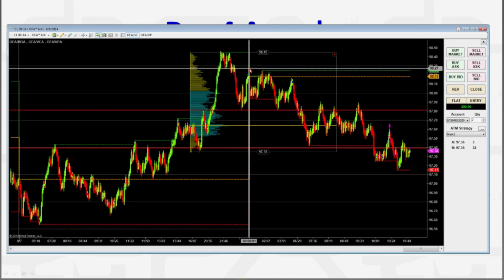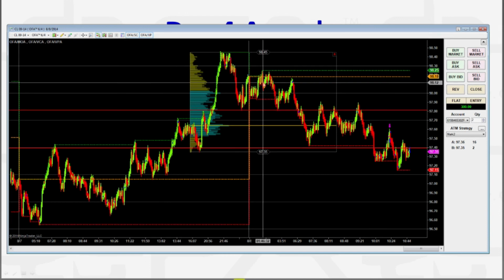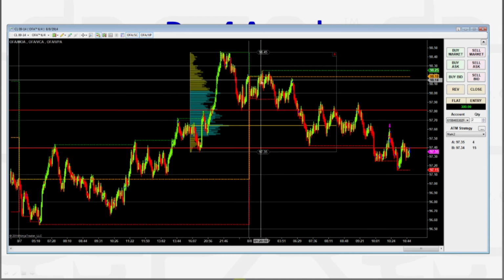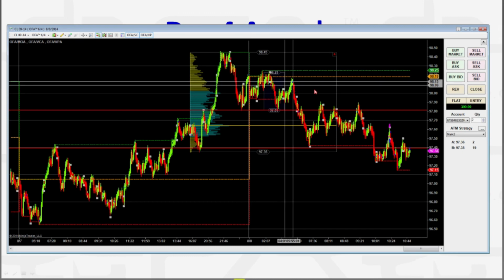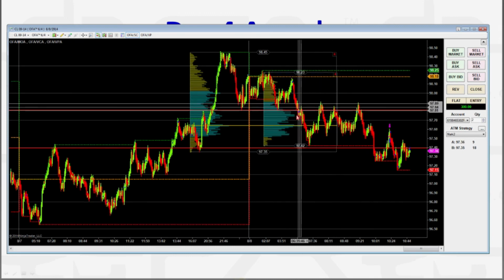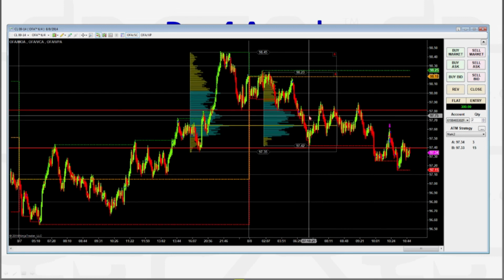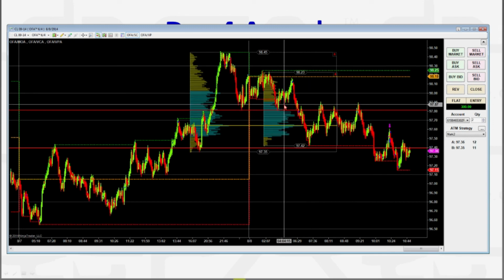Now, if you wanted to, you could draw the profile. I'll just show you the difference. If you drew the profile from the start of the Globex session, you might see something different. But when I look at high volume areas, they're the same. When I look at low volume areas, that's the same, that's the same.